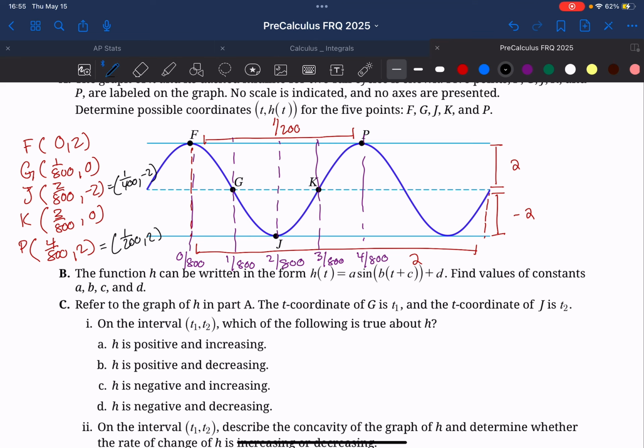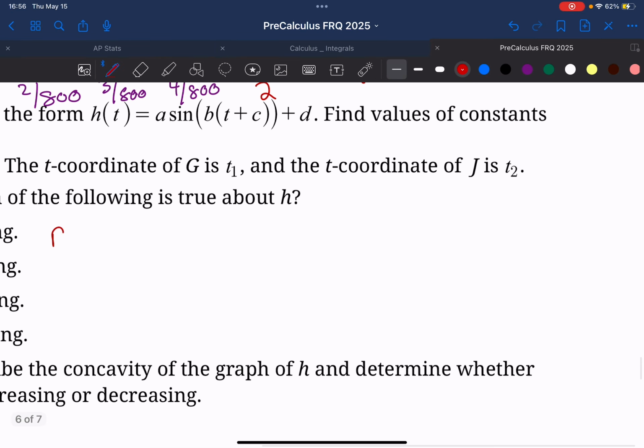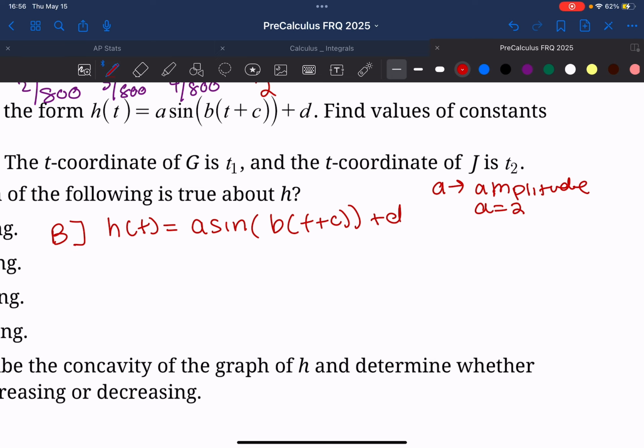Okay, so in order to do that, we have to know what each of these essentially do to the function itself. So I am going to put part B over here. So we have h of t is equal to a sine of b, t plus c plus d. First, we know a is the amplitude, which is the highest point or our max point on the diagram above. Since that's the highest point, we know a is equal to 2.